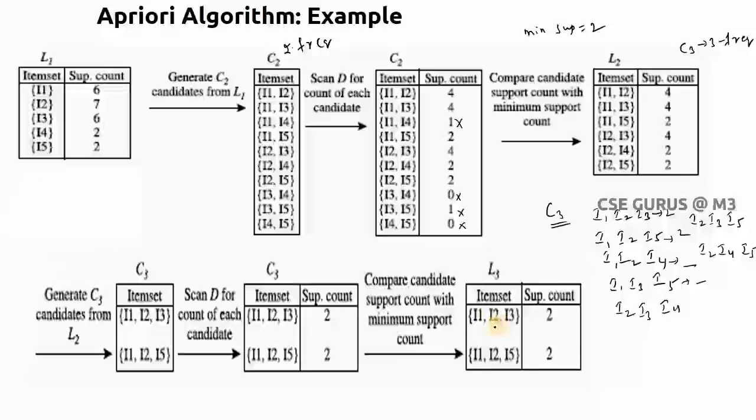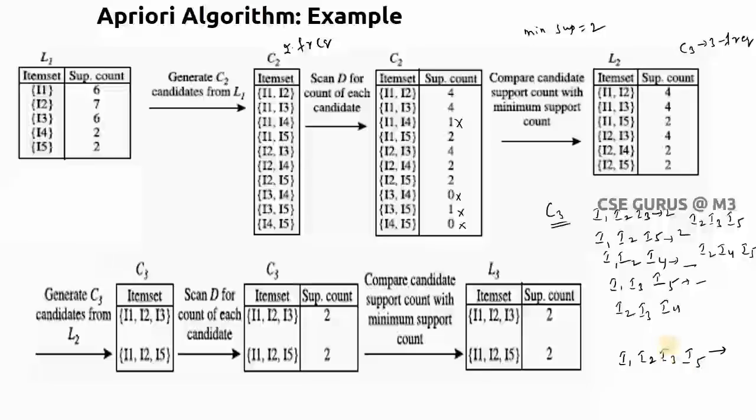Now after L3 you need to get C4. So what is this C4? If we want to get C4, it means 4 frequent items. What are those 4 frequent item sets from L3? So if I have only 2 sets, if I combine these two, I1, I2, I3 and I1, I2, I5, I'll get only one thing, that is I1, I2, I3, I5. So only one thing I'll get.